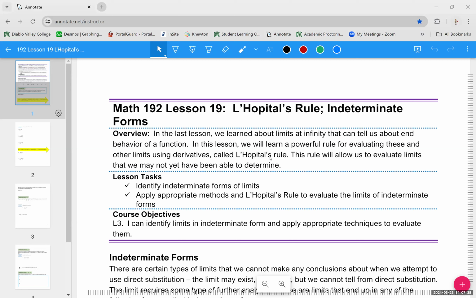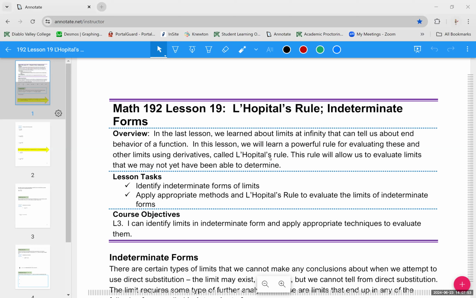We can't say if it exists. We can't say it doesn't exist. It literally does not tell us anything. So in this lesson, we are going to learn about more of these indeterminate forms that don't tell us anything about whether a limit exists or not.